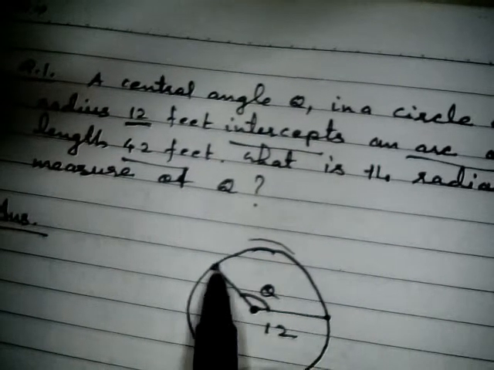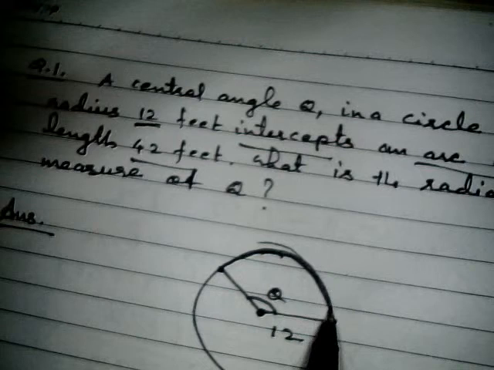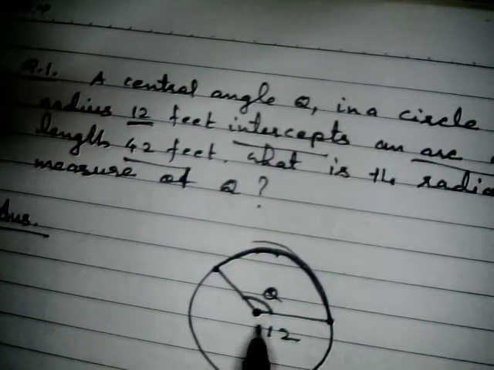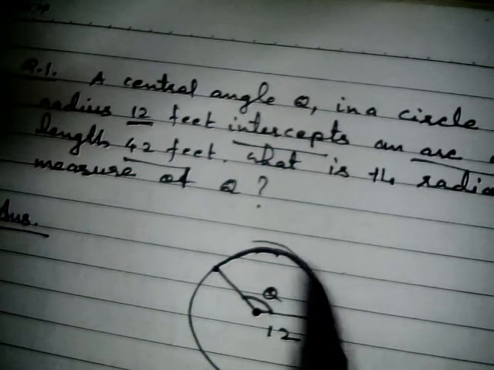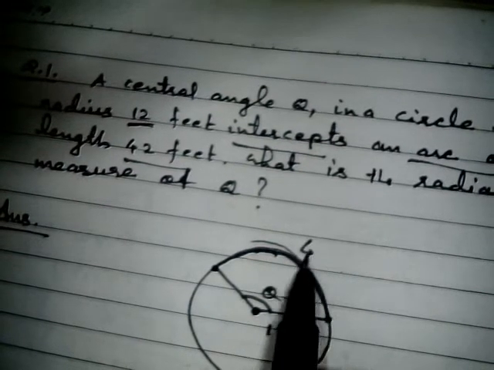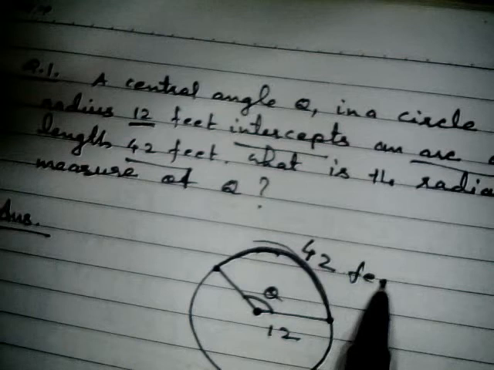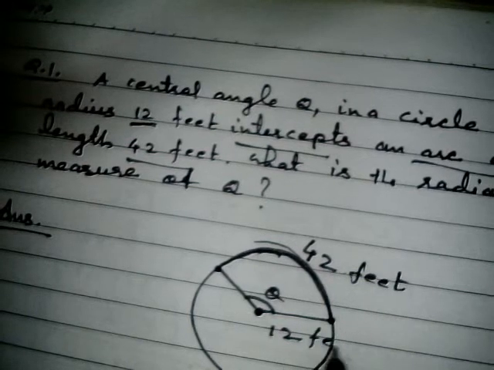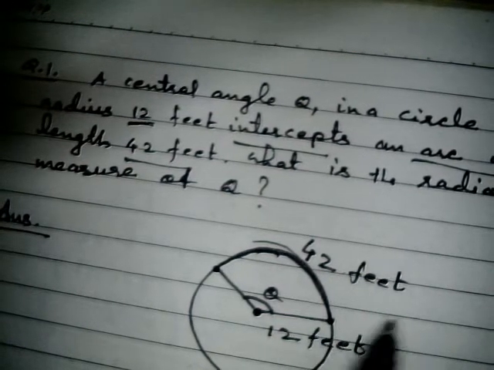Meaning, when it rotates it is going to cover, or you can say it needs to be rotated to cover, an arc of length 42. So when it rotates from here to here, this is going to be 42 feet. This is 12 feet, this is 42 feet. Now I need to find out this theta.